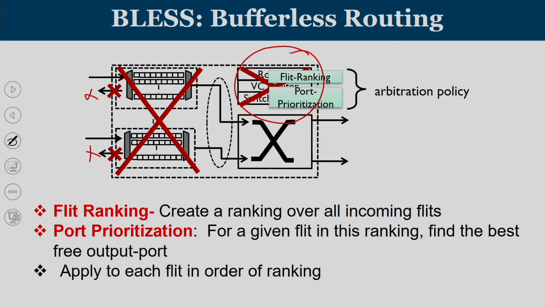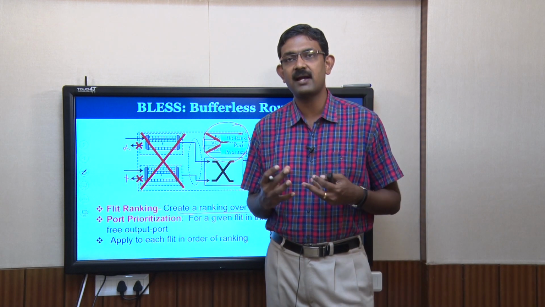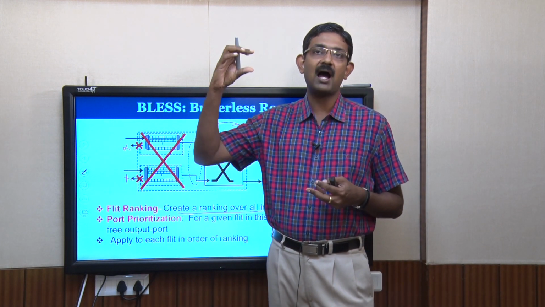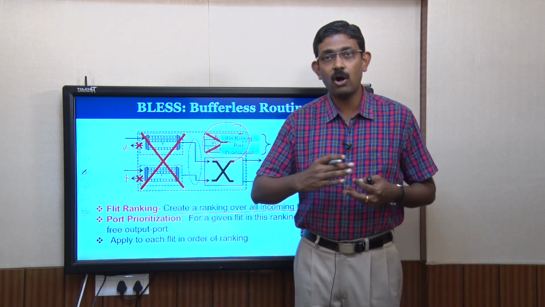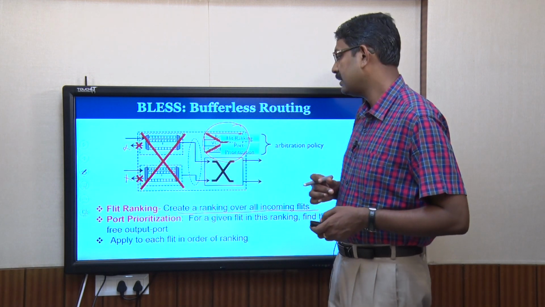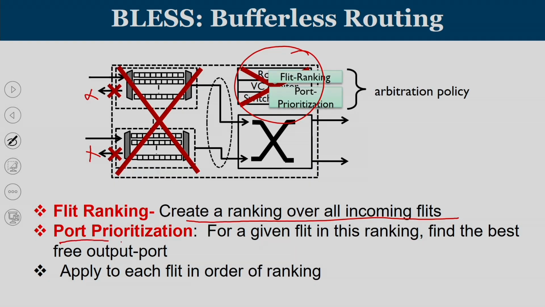So, what do you mean by flit ranking? We have to create a ranking over all the incoming flits. Whatever flits we are going to receive inside a router, we have to order them. This is the highest rank flit, this one is the next highest ranked flit. Like that, we are going to order the entire flits in some order. Now, after the ordering, the next thing is called port prioritization. For a given flit of a specific rank, we are going to find out what is the best free output port. So, there are two stages. First is called flit ranking. Rank the flits based upon the order.